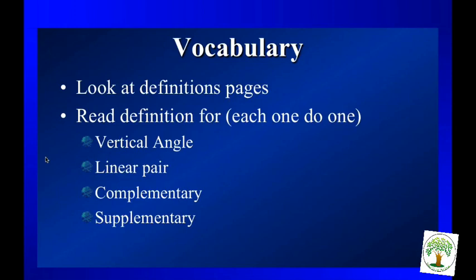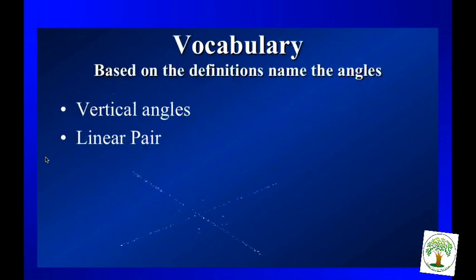A vertical angle is non-adjacent angles formed by two intersecting lines or two intersecting segments. We'll talk about what that means in a minute. A linear pair is two adjacent angles whose non-common sides are opposite rays. We'll show you what it means. Complementary are angles whose measures sum to 90 degrees. And supplementary is angles whose measures sum to 180 degrees. So let's go to a diagram, put those on.